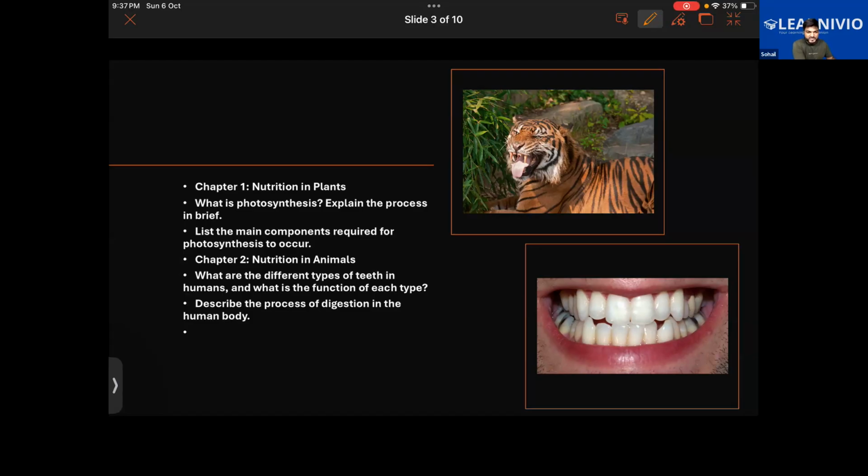What is photosynthesis? Explain the process in brief. Sir, can I type in the chat box? Okay, you can do so. But it's better to answer in the class. The interaction would be much better in that way.